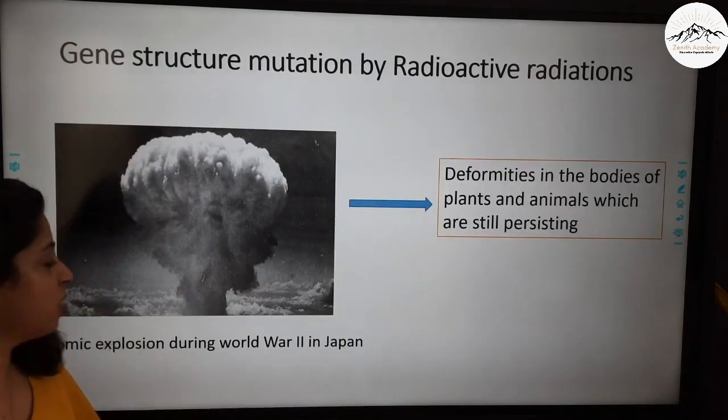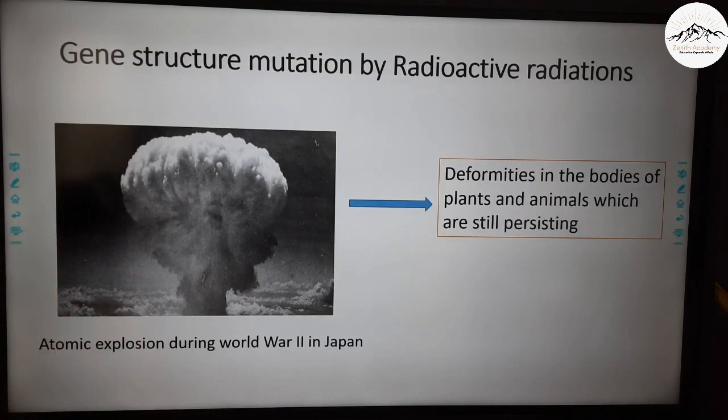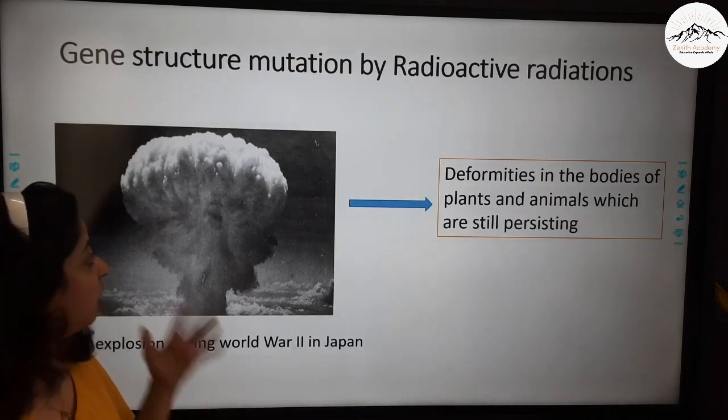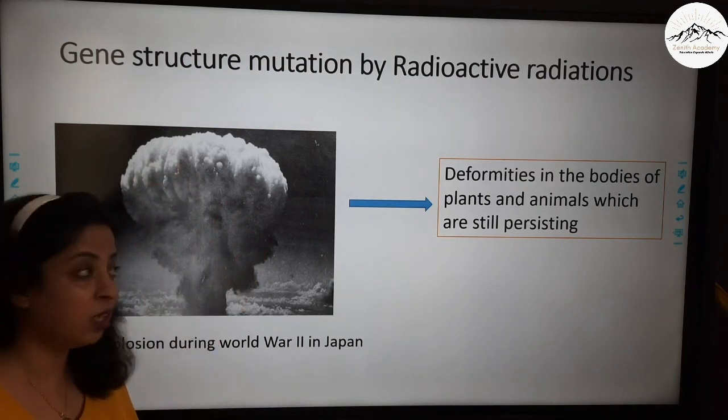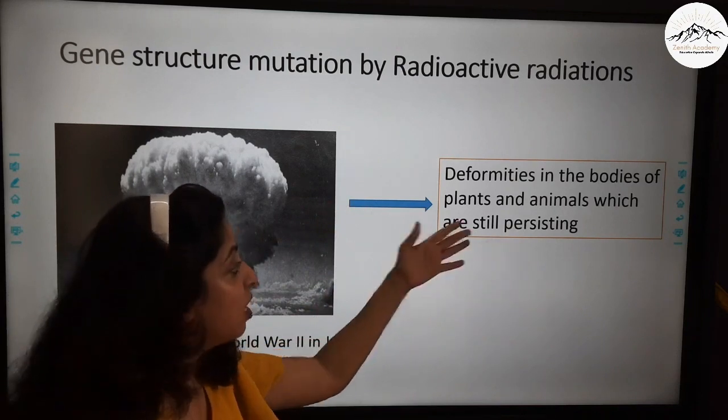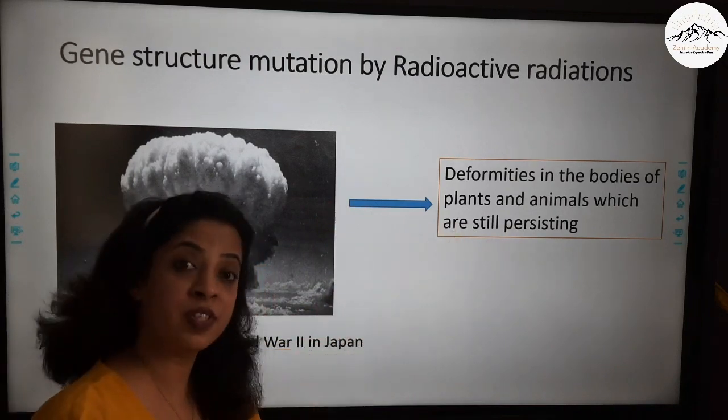Now you all must have heard about the atomic explosion during World War II in Japan. The cities like Hiroshima and Nagasaki, there were atomic bombardings done. Now this led to deformities in the bodies of plants and animals which are still persisting there.